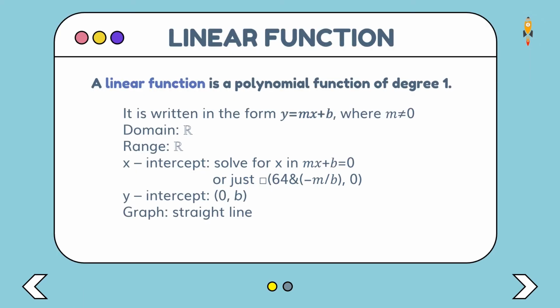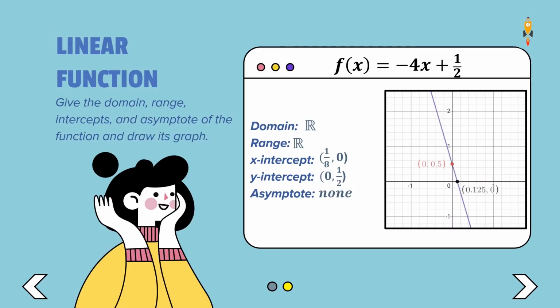Linear function. A linear function is a polynomial function of degree 1. It is written in the form y is equal to mx plus b, where m is not equal to 0. But if m is equal to 0, it is not a linear function anymore, but a constant function.